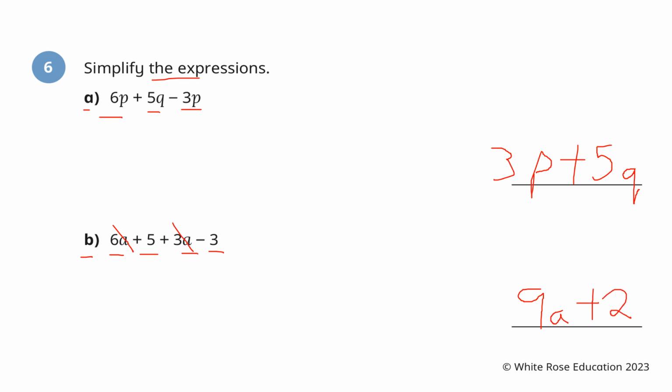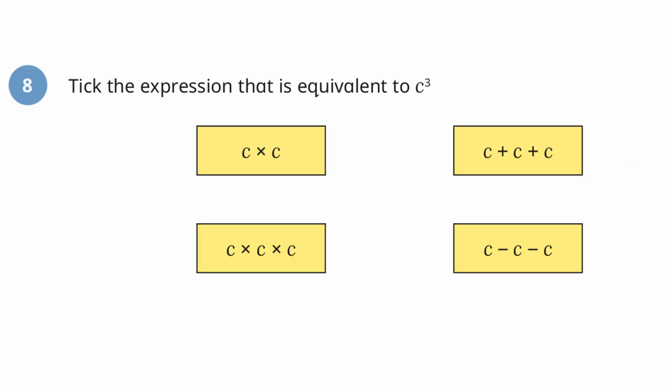Okay. Question number 8, take the expressions that is equivalent to c cubed. So c cubed, guys, means c times c times c. It does not mean c plus c plus c. Okay, c plus c plus c gives you 3c. So it can't be that one actually, because that'll be c squared. It's going to be that one there, but let's actually check the others.